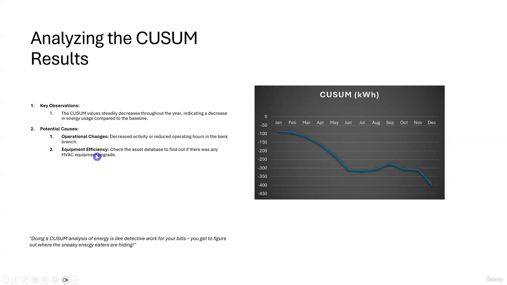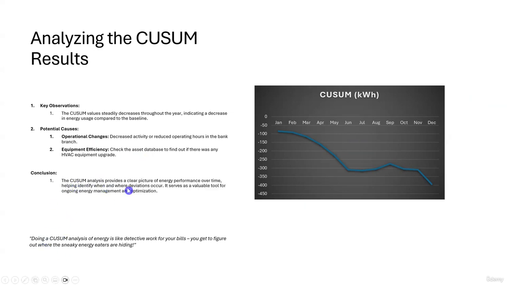The other reason can be equipment efficiency. So you might want to check the asset database if that happens for your project, to check if there was any HVAC equipment upgrade. For example, the regular boiler is replaced by a condensing boiler, which is more efficient. So that is causing the energy reduction. So it can be because of lower occupancy and the HVAC equipment running for a lower period of time, or there can be an equipment efficiency upgrade.